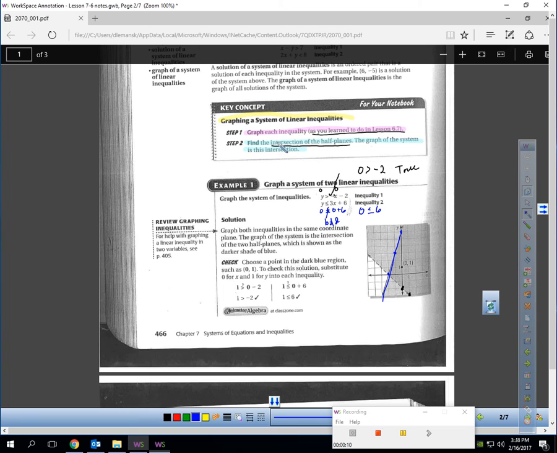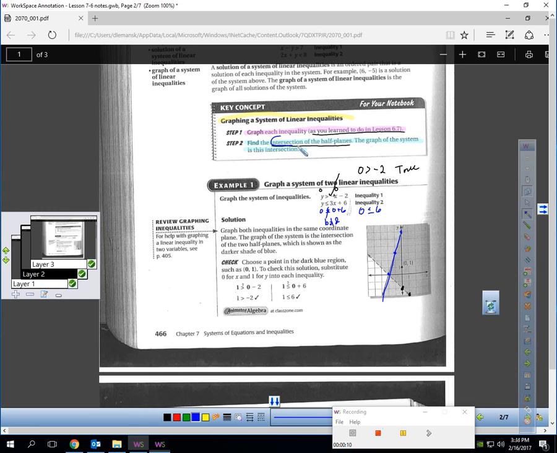Now here's the key thing. I want to shade the intersection. In other words, where do these shadings overlap? Well, if I shade above the dotted line and right of the blue line, can you see we're going to overlap the shading in this region? This is the answer to the problem. It's where the two shadings overlap.